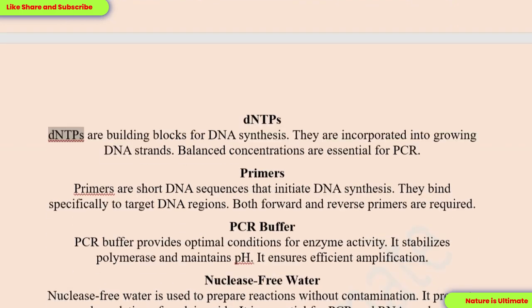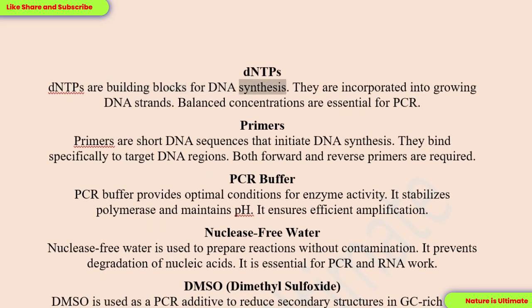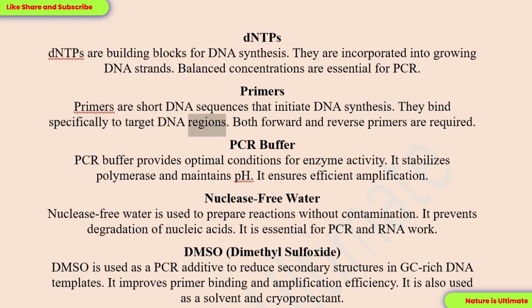dNTPs. dNTPs are building blocks for DNA synthesis. They are incorporated into growing DNA strands. Balanced concentrations are essential for PCR. Primers. Primers are short DNA sequences that initiate DNA synthesis. They bind specifically to target DNA regions. Both forward and reverse primers are required.